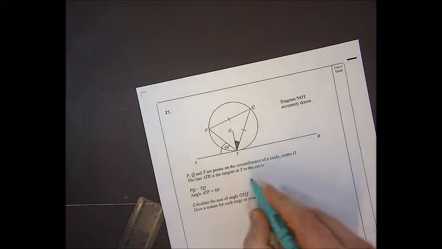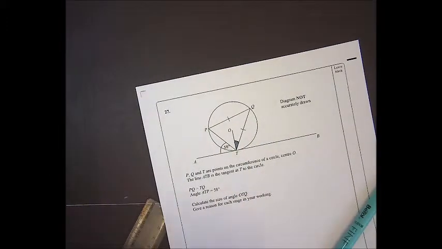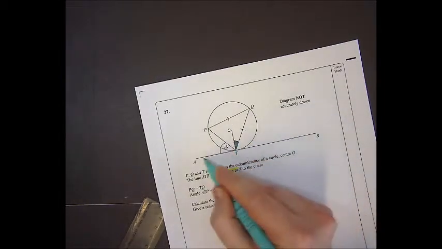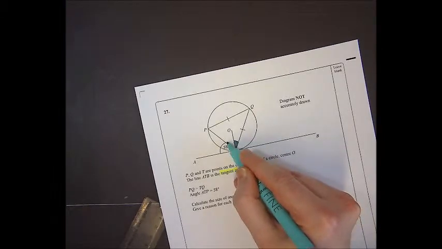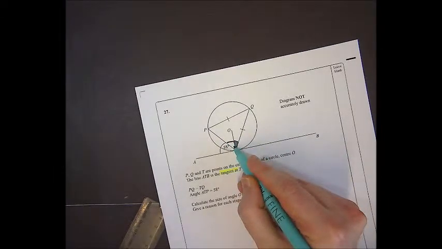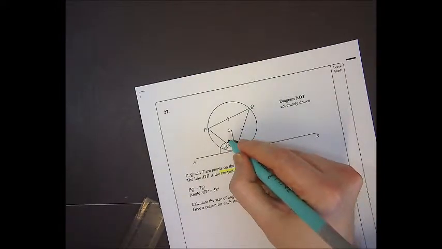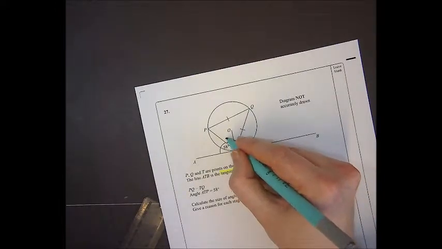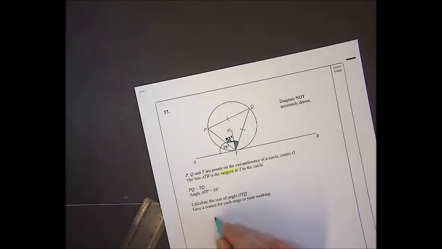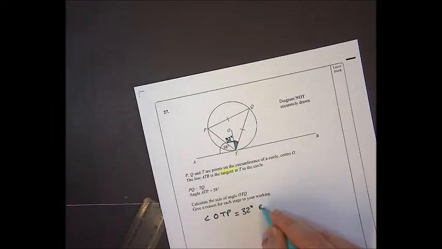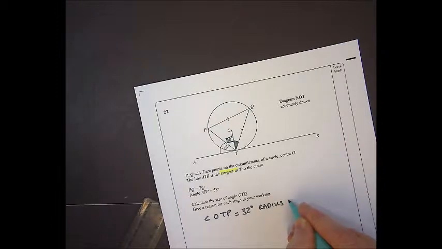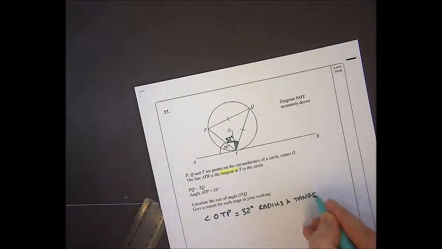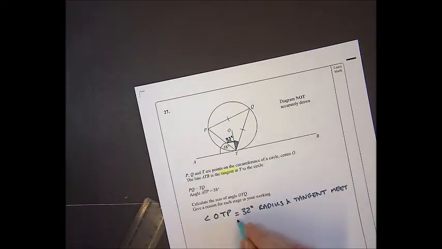Right. This says that we have a tangent. So I'm going to use what I know about tangents. I know that tangents meet radii at 90 degrees. So if this is 58, this angle here must be 32. So I'm going to put OTP equals 32 because radius and tangent meet at 90 degrees.